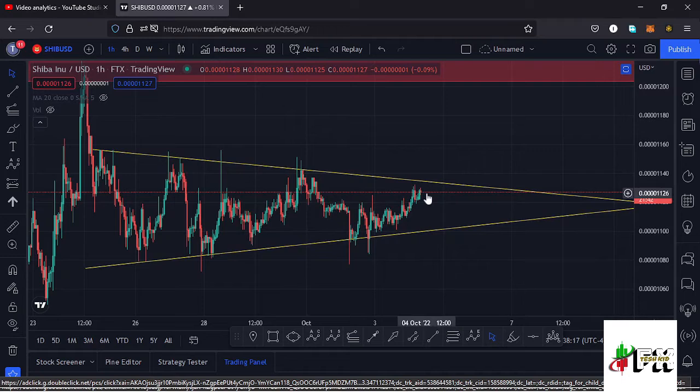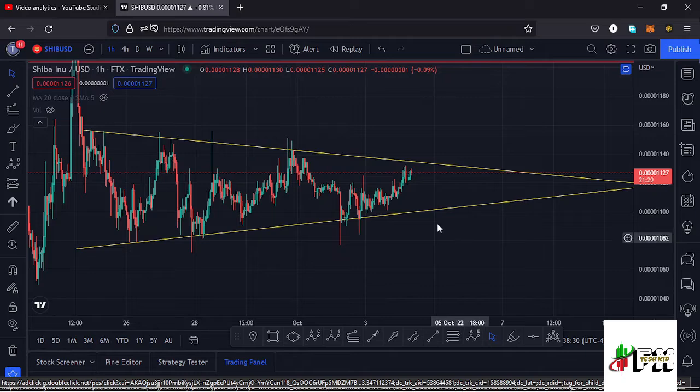And in case we see a decrease in volume here on the Shiba Inu chart and also in the whole crypto market, then I would expect us to break out of this chart pattern to the lower side.